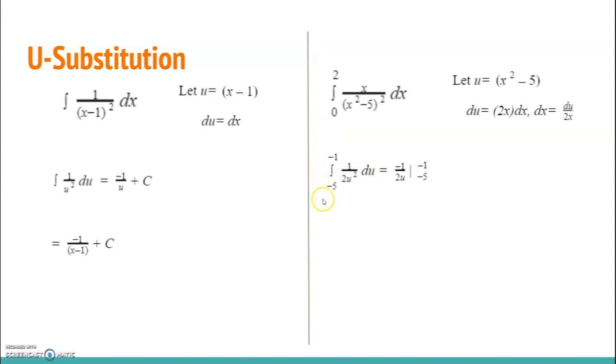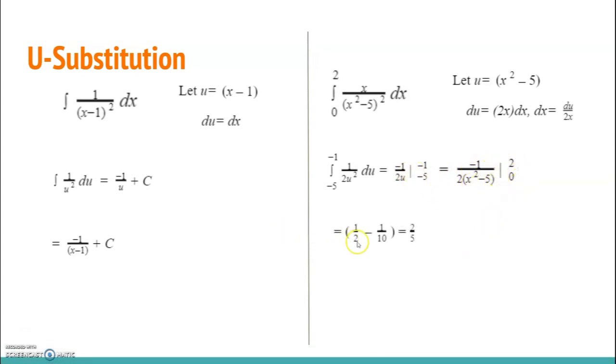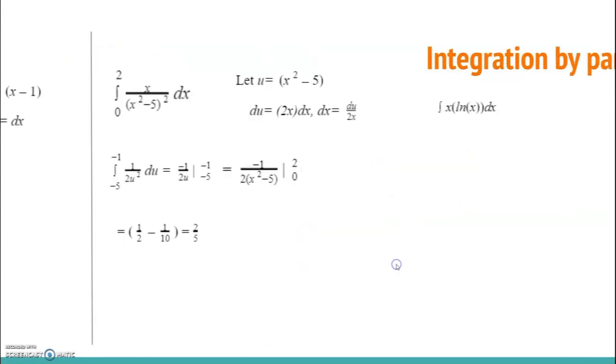Something you have to remember when using u substitution on a definite integral is to change the bounds. So now we use the reverse power rule to get negative 1 over 2u evaluated at negative 1 and negative 5. So you can actually evaluate this as is, or you can change the u back to the x squared minus 5, and it actually works both ways. So you get the same thing as the answer being 2/5.